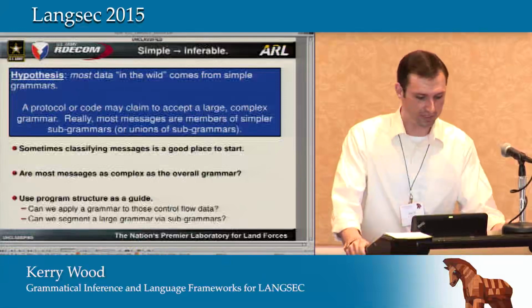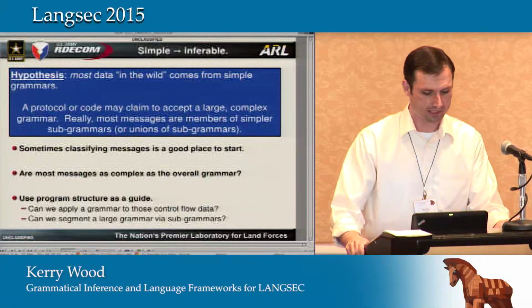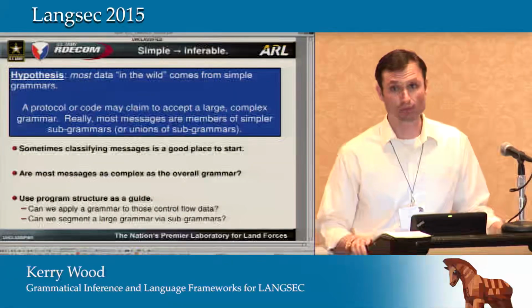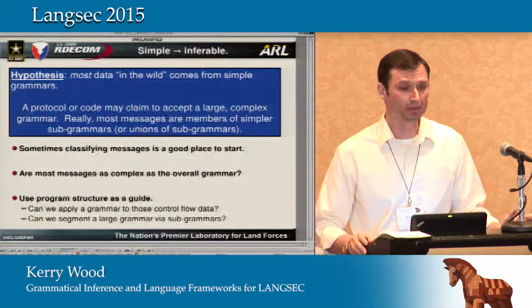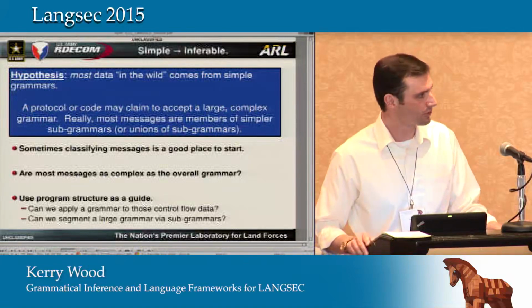And if we get that tiny little piece out, that's great. So that's what we're trying to do initially. Sometimes even just classifying a message is a good place to start. And are most messages as complex as the overall grammar? Empirically, I don't have the data to say for sure, but no. In most cases, they're very simple subsets of the overall huge grammar.